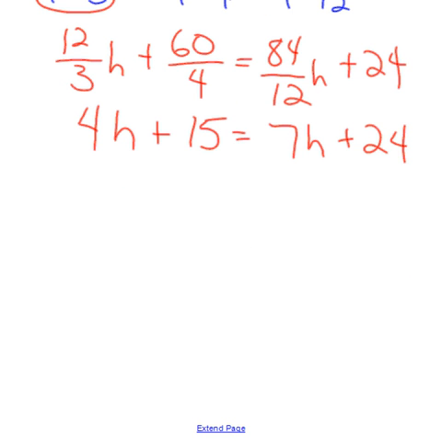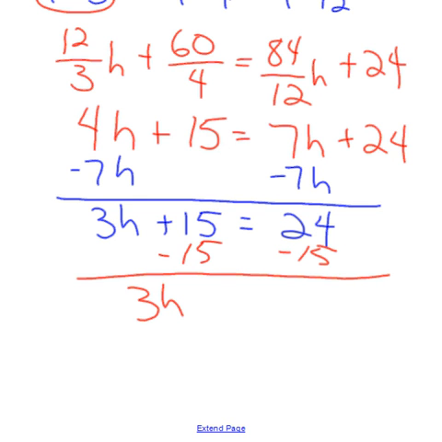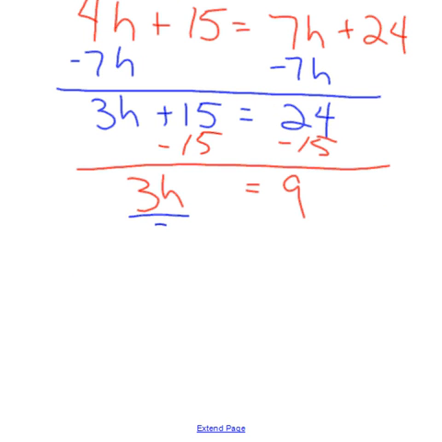So now, this is the whole point of clearing fractions, is now we have an equation to solve that doesn't have any fractions in it. So I'm going to collect my h's on the left. I'm just doing normal equation solving now. And I'm going to subtract 15. So I have 3h equals 9. There's our final answer.